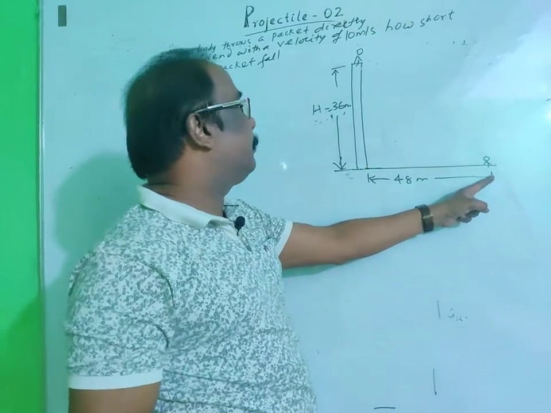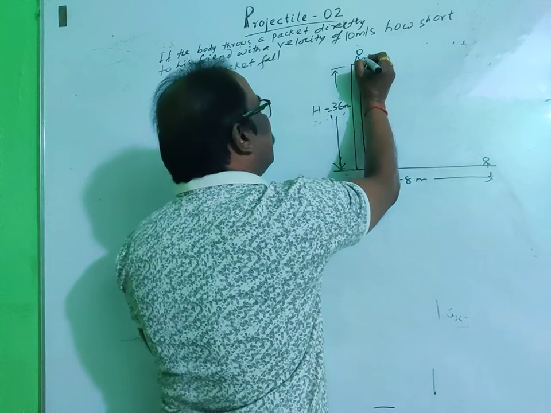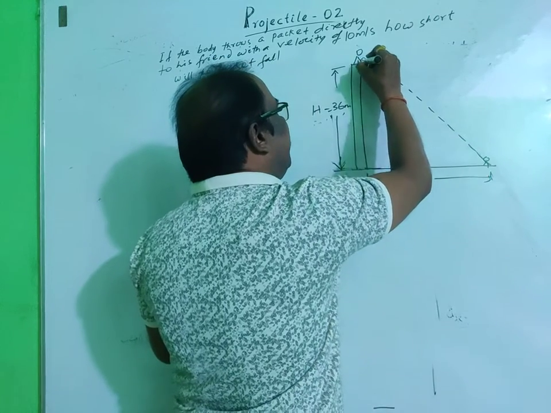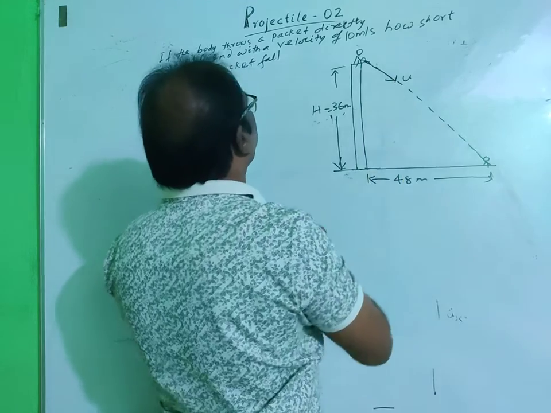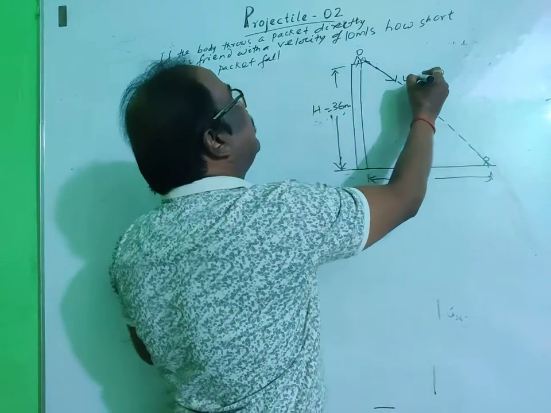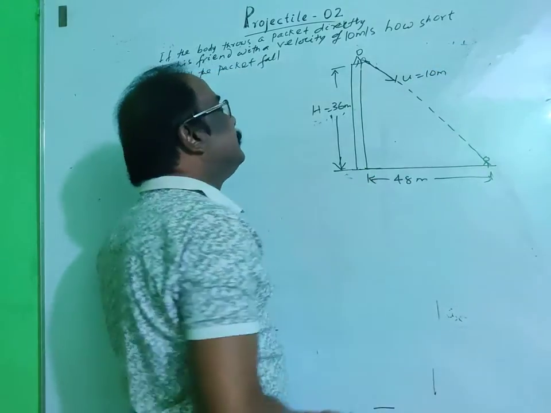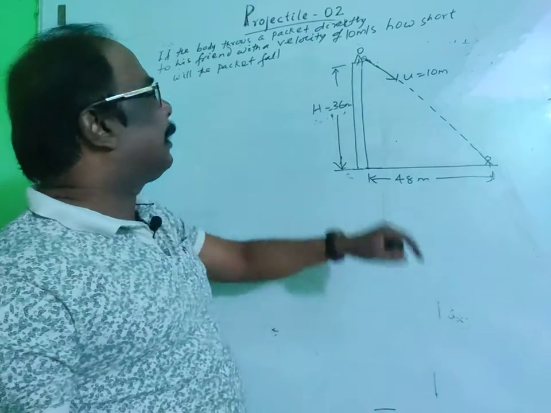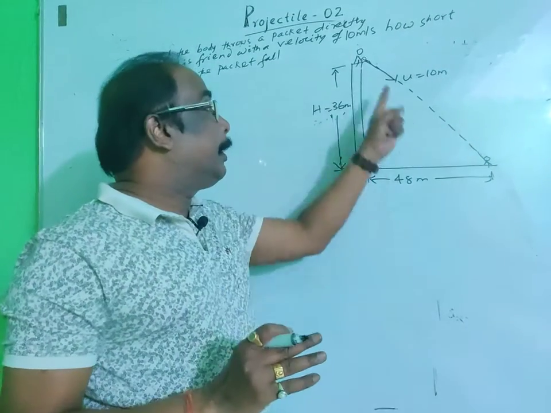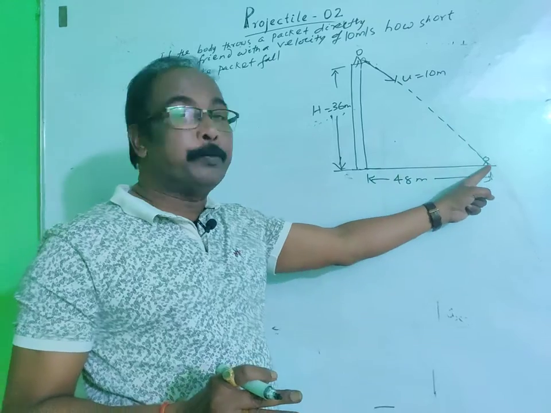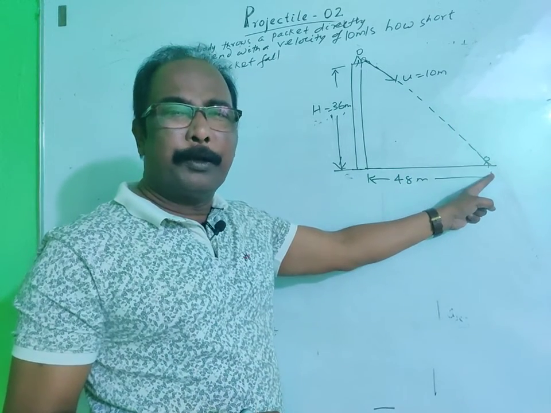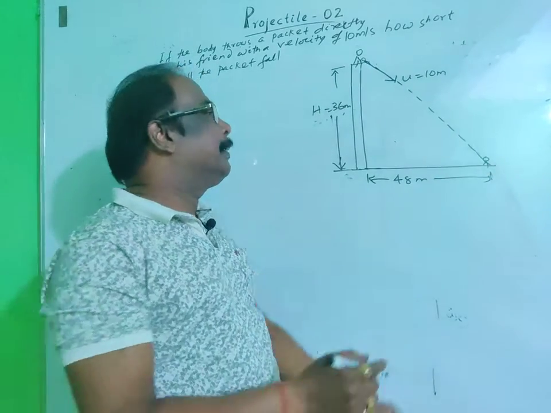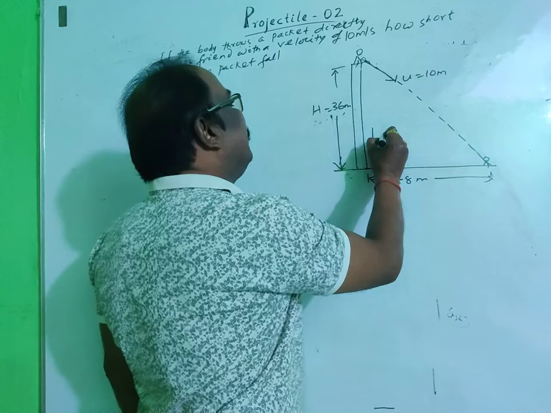Okay. The boy is standing on the top of the tower, his friend is standing on the ground at a distance of 48 meters from the foot of the tower. Suppose the boy throws a packet directly to his friend with a velocity, let u. Velocity is given as 10 meter per second. Then it is asked how short will the packet fall? Just think, if the boy throws like this directly towards his friend, will the packet come like this? No. The packet will not move in a straight line because of acceleration due to gravity.